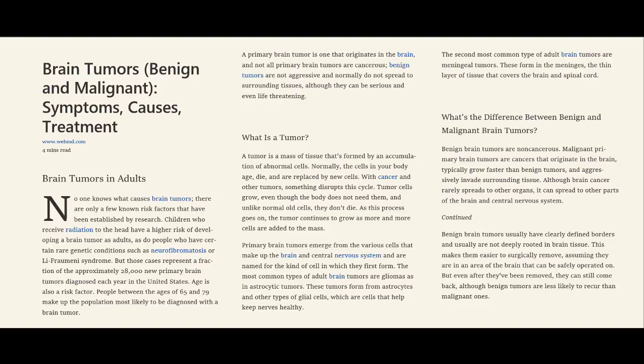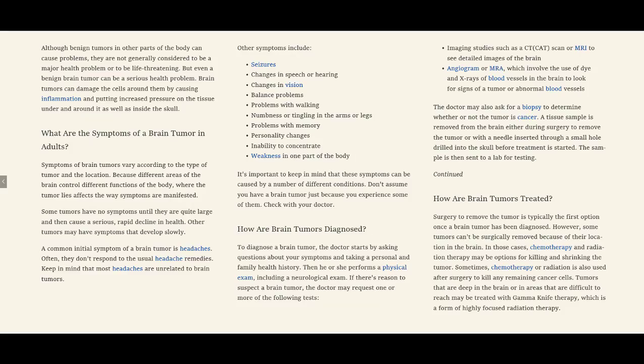Benign brain tumors usually have clearly defined borders and usually are not deeply rooted in brain tissue. This makes them easier to surgically remove, assuming they are in an area of the brain that can be safely operated on. But even after they've been removed, they can still come back, although benign tumors are less likely to recur than malignant ones. Although benign tumors in other parts of the body can cause problems, they are not generally considered to be a major health problem or to be life-threatening.